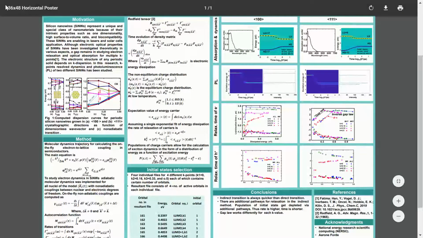If no, then I would like to go to the conclusion section. As in the previous conclusion for electrons, I would say the same thing. For indirect transitions, relaxation is always quicker because there are some additional paths. For direct transitions, meaning momentum restricted transitions, relaxation is slower. And the energy gap law works differently for each K point.